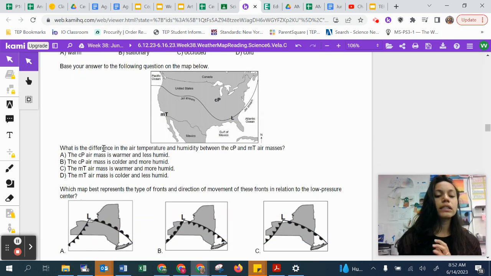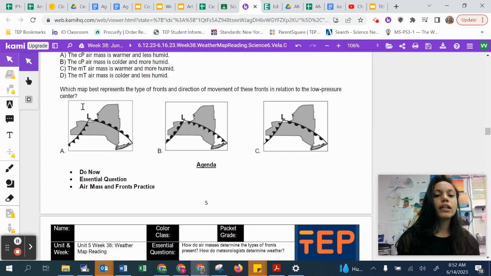For this next one, what is the difference in the air temperature and humidity between continental polar and maritime tropical? Maritime tropical is warmer and humid, so the correct answer was C here. And then for the last one, what best represents the front? Remember, low pressure goes toward the left, and it looks like this one's going toward the right. This one looks like it's going toward the left, counterclockwise. So A has to be the only answer choice. That's tricky, so I would just look at the points, like an arrow shooting toward that direction.